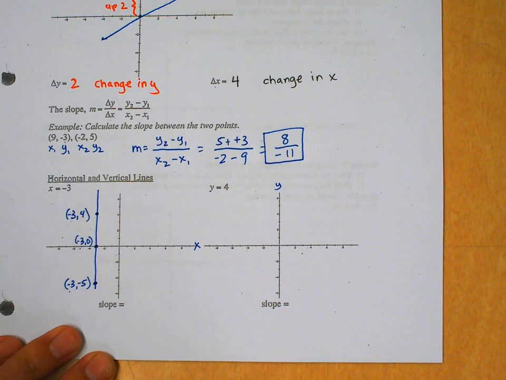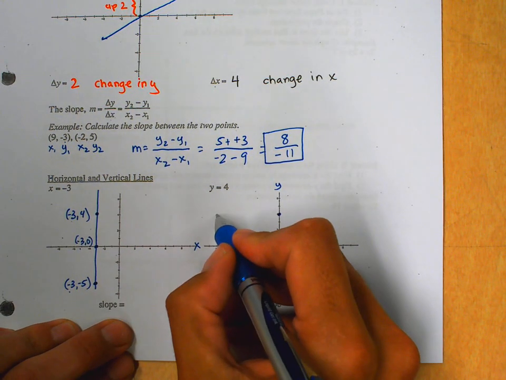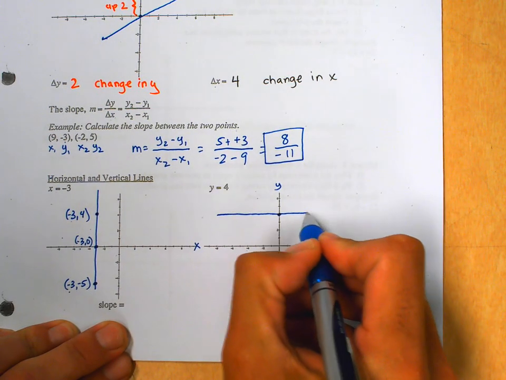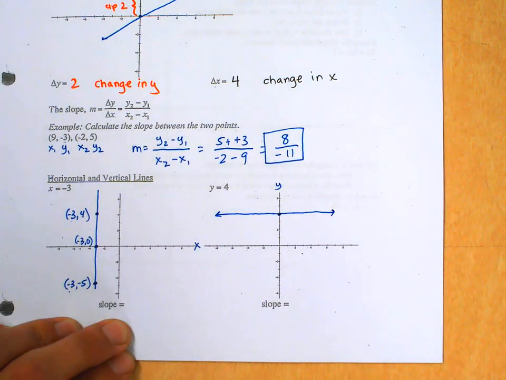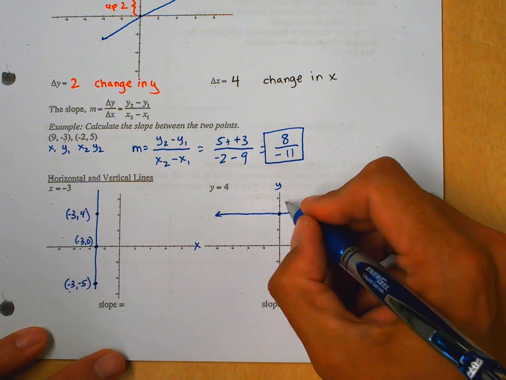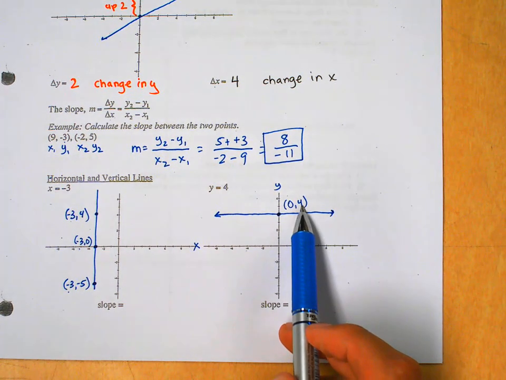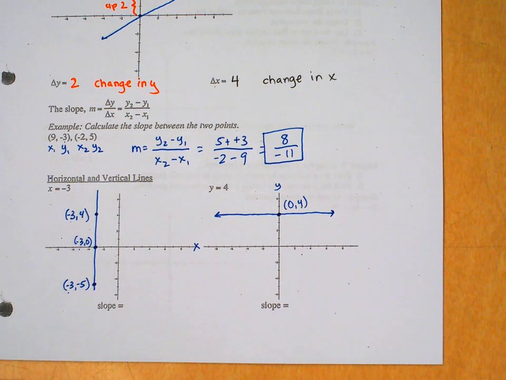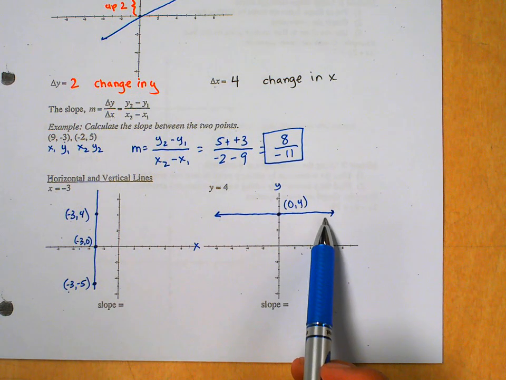There's the y-axis. So we find 4 on the y-axis. And it's a horizontal line. Okay. And again, kind of a similar idea here. This ordered pair was 0, comma 4, and you see the y value is equal to 4. Well, any other point on this horizontal line, the y value is going to equal 4.